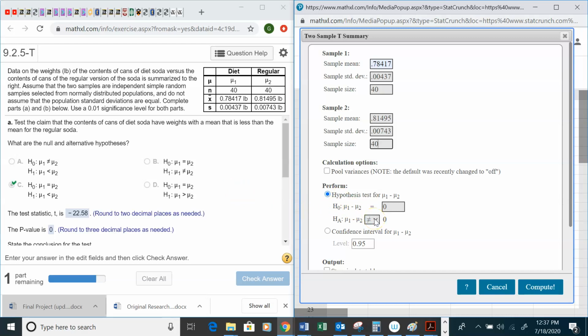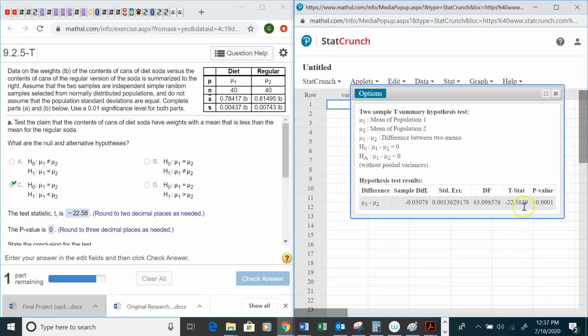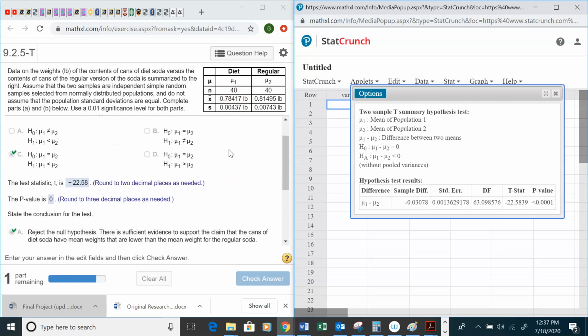And just to check that we have done this correctly, let's go ahead and work this part, even though the student wasn't having difficulty with it. Our hypothesis test was, the claim was, diet doesn't have as much stuff in it as the regular cans. And so we put a less than there, and we compute, and we get this negative 22.58, which is the right answer, and the p-value was essentially zero, and so we did reject the null. We do think that on average there is less fluid in the diet cans than in the regular cans.